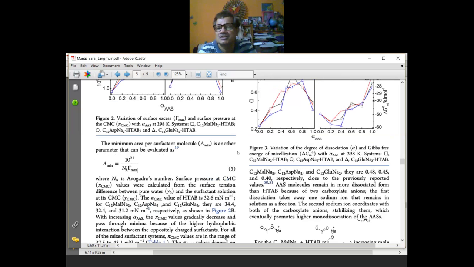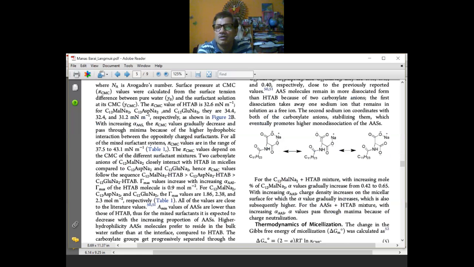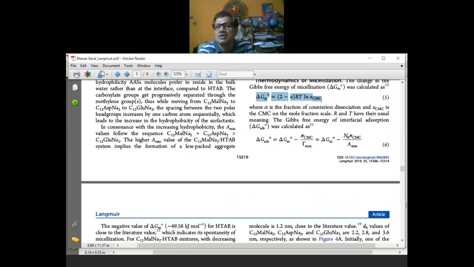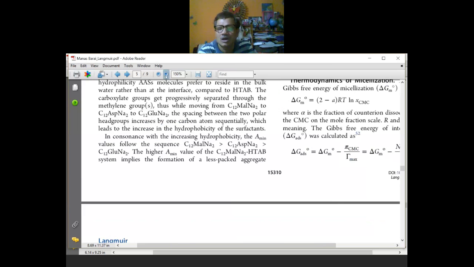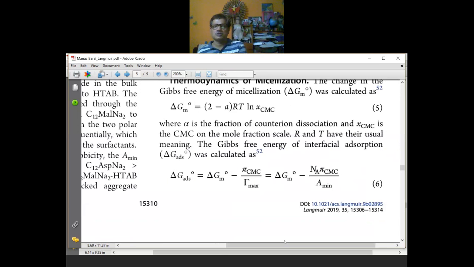The free energy of micellization, and I have shown how to calculate the fraction of counter-ion dissociation. It is the ratio of the post-micellar and pre-micellar values. Now, once you know the free energy of micellization and the other parameters for the interfacial adsorption, the free energy of adsorption can also be calculated using this expression.